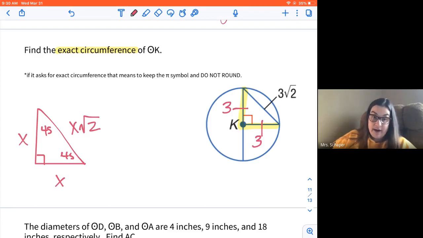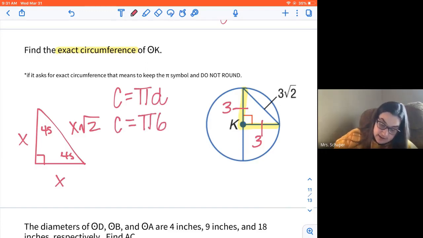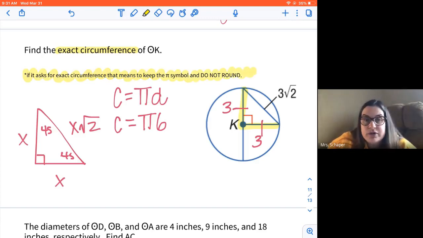Now, how do I find circumference? Circumference is equal to pi d. So the diameter is going to be 6, so 6 pi. Now look what it says here. If it asks for the exact circumference, keep the pi symbol and don't round.